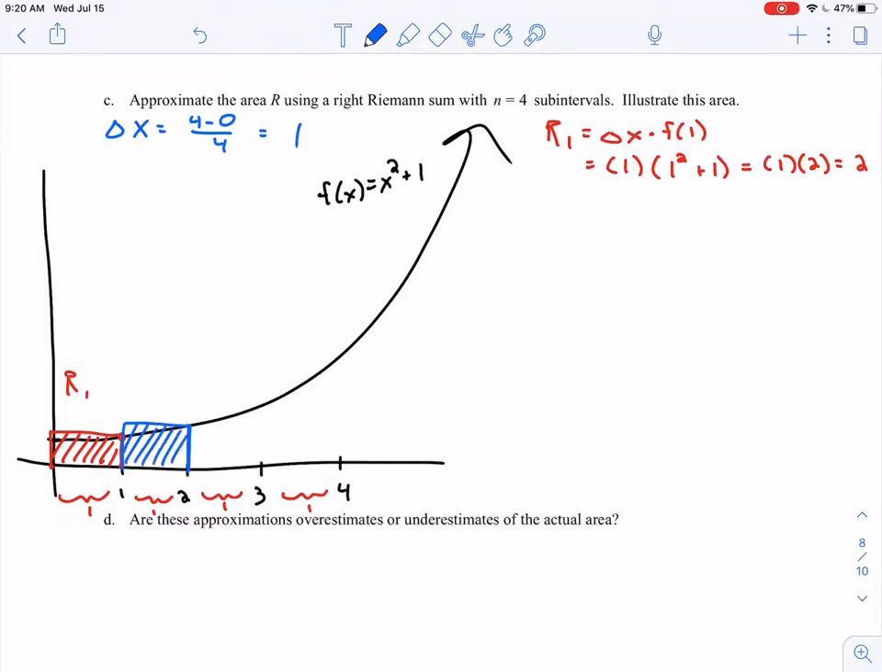Let's find the area of this blue rectangle, which I will call rectangle 2. So the area of rectangle 2 is, again, delta x, that's our base, times the height of our function at 2, so that is f of 2 units tall. So 1 times 2 squared plus 1, this is 1 times 5, which gives me 5.